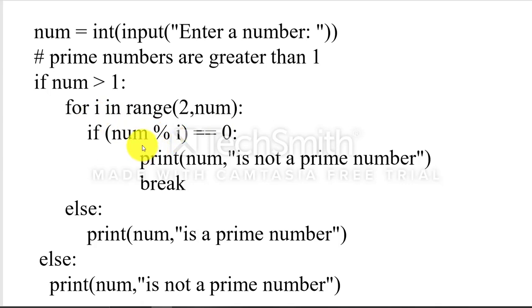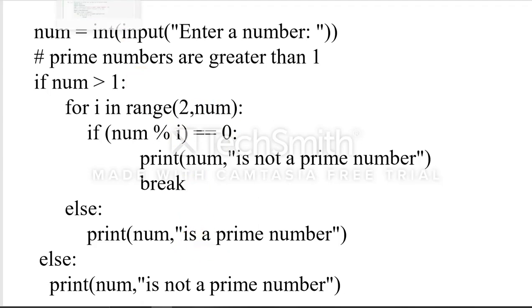First it is divided by 2. If the remainder is 0, then it is divisible, which means you have found a divisor of num, so it is not a prime number. Then break the sequence, meaning num is not a prime number. If the number is not divisible by any number between 2 and num minus 1, then definitely it is a prime number, so we can print this number.